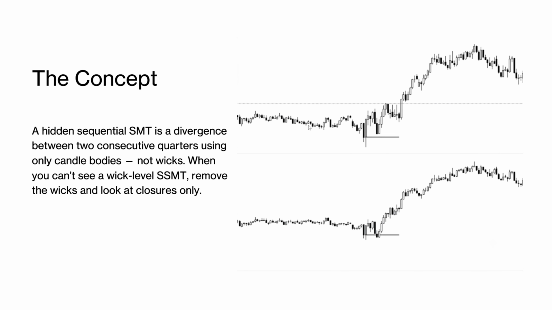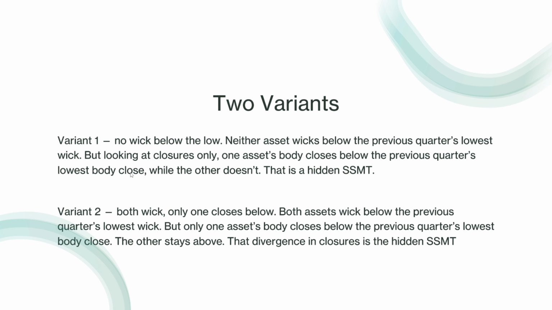When you understand this, you do not need to wait for a normal SMT divergence. This is enough. Two variants. First variant, no wick below the low. Neither asset wicks below the previous quarter's lowest wick. But looking at closure, only one asset's body closes below the previous quarter's lowest body closure, while the other doesn't. That is a hidden sequential SMT.